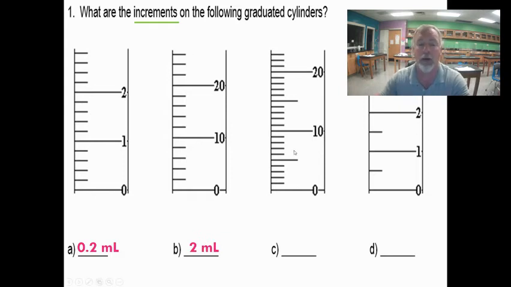Again, I want you to count the number of tick marks in between the two labeled ones. Take how far did you go? 10 milliliters divided by 10 tick marks, 1 milliliter per tick mark. Right, and finally, D, we went from 0 to 1. It took us 2 steps to get there. 1 milliliter divided by 2, 0.5 milliliters per tick mark.